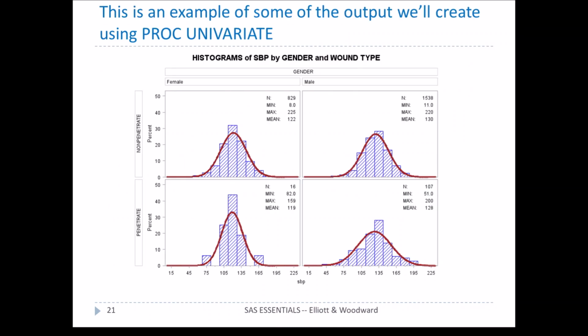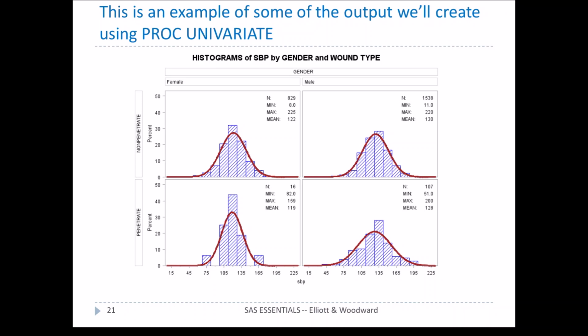All right, so this is just to show you what we can create. Here's an example of things that we could create in PROC UNIVARIATE, some graphs that we didn't see in PROC MEANS. So here we have a histogram of systolic blood pressure by gender and wound type. So notice at the top we have gender, female and male, and over on the side we have the injury type, either a penetrating or a non-penetrating wound.